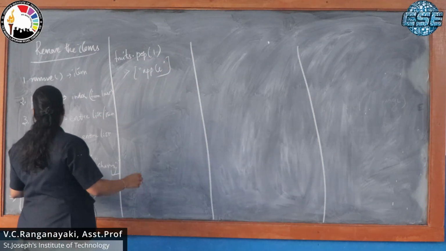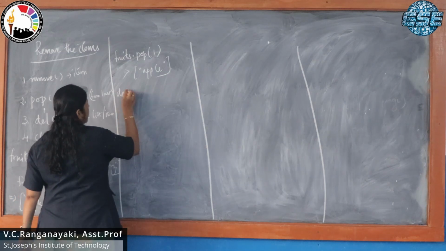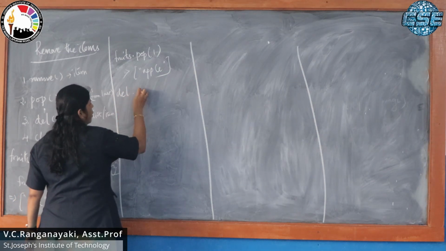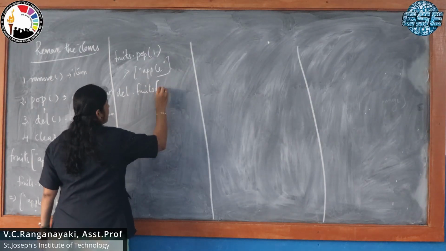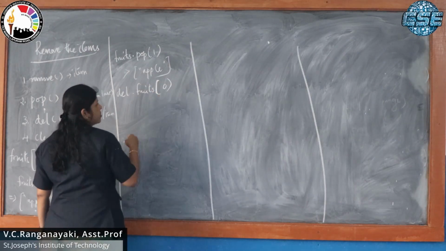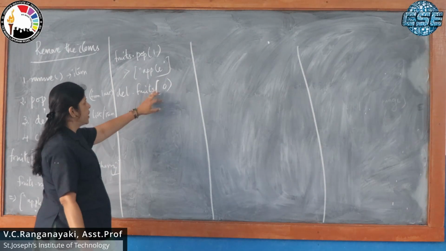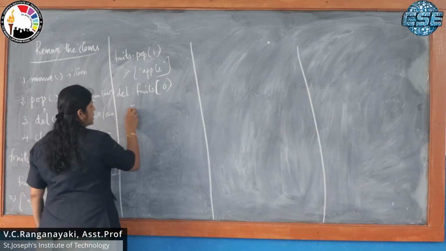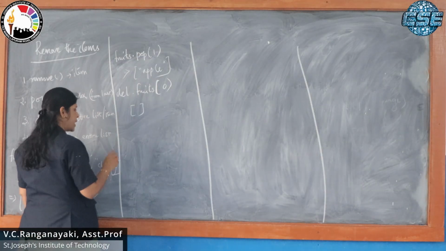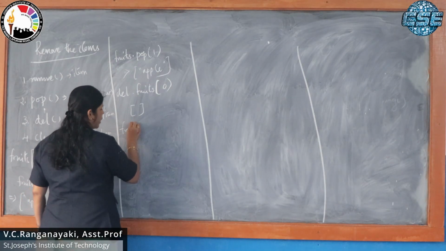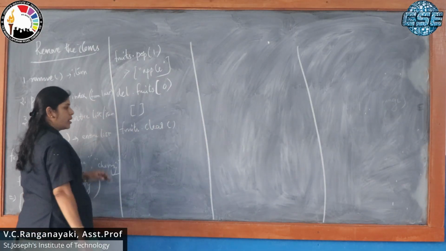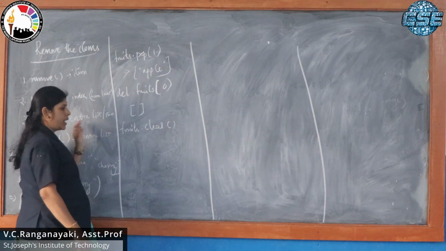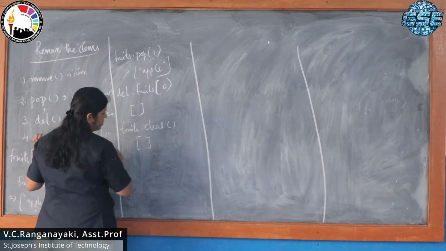Next step, delete. Del function. Del fruits of 0. So now I want to delete this 0th item also. The list is empty. Or we can give clear, fruits dot clear. If we give like this, the total item also clear. The empty list will be there.